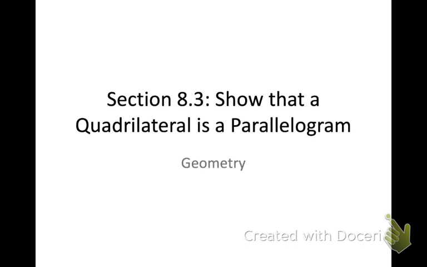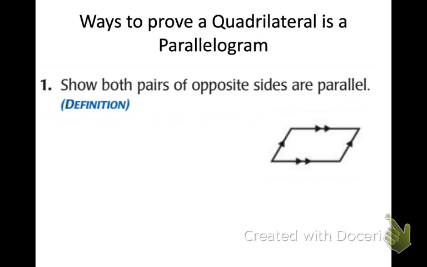Okay, so our first justification that we can use to prove that a quadrilateral is a parallelogram is to show both pairs of opposite sides are parallel. So if I can show that both pairs of opposite sides are parallel, then I can say, yeah, that quadrilateral's a parallelogram, right? And that's just based off of our definition.